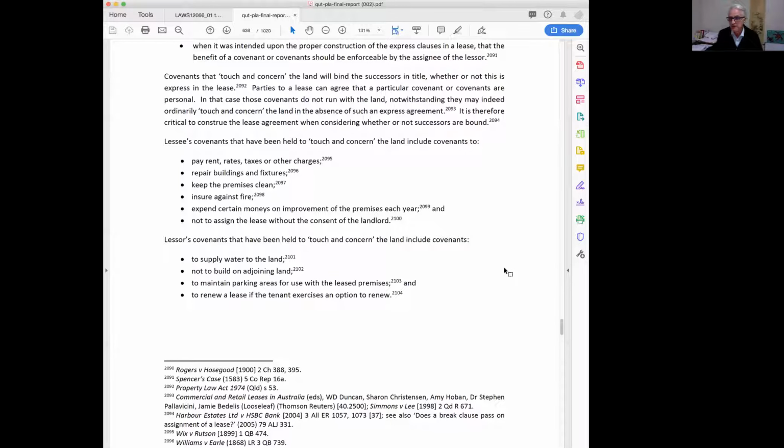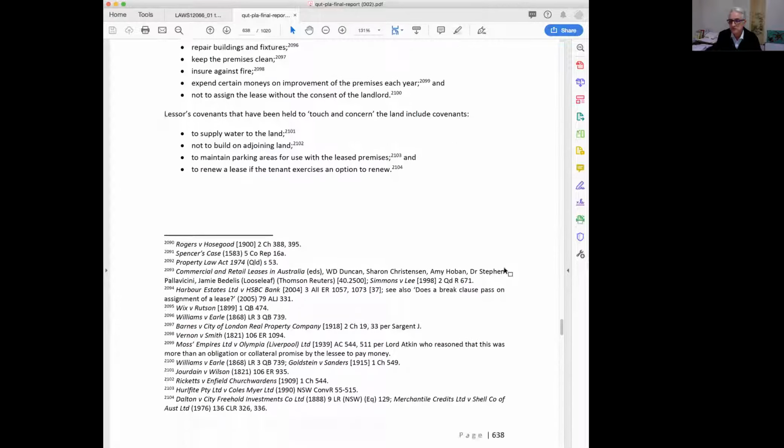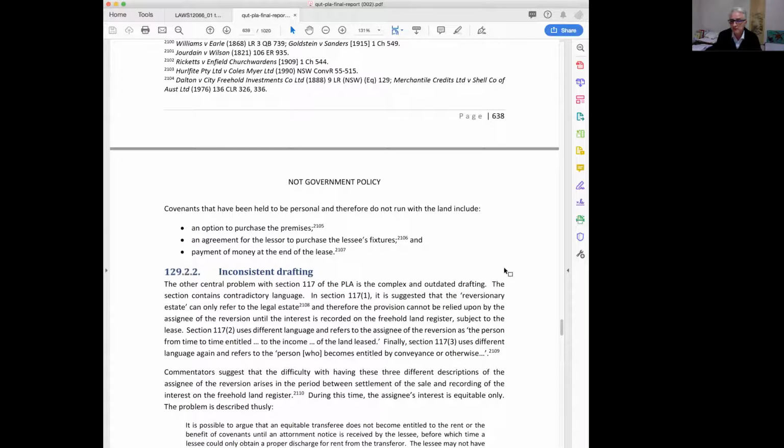The lessor's covenants that have been held to touch and concern the land include supply of water, not to build on the adjoining land, maintain parking areas, and to renew the lease if the tenant exercises an option to renew. Then there are covenants that have been held to be personal.